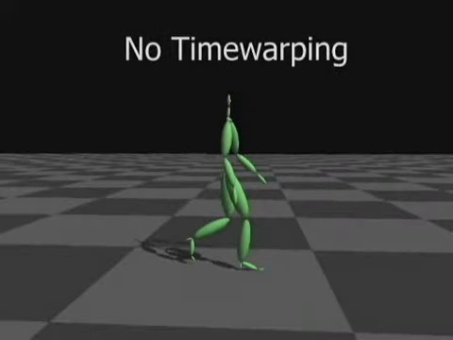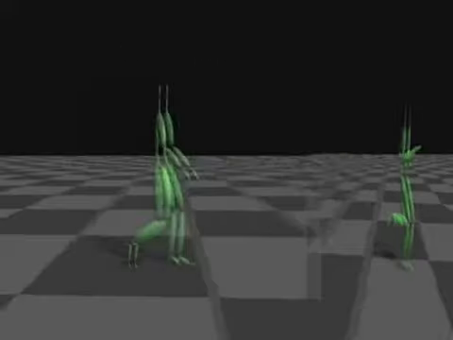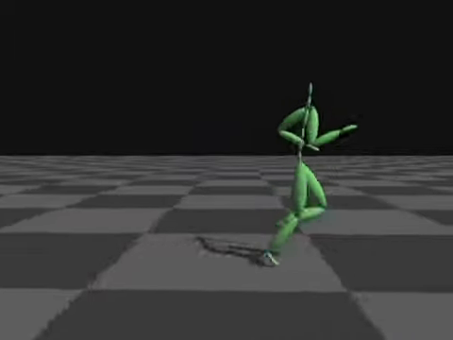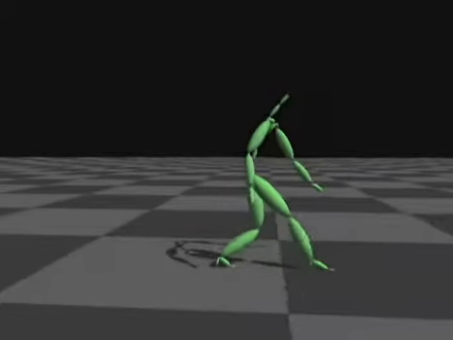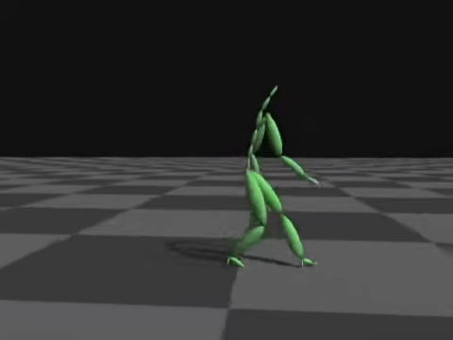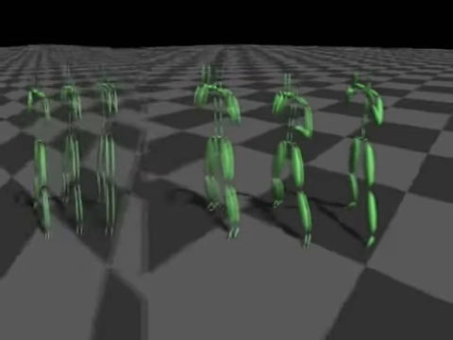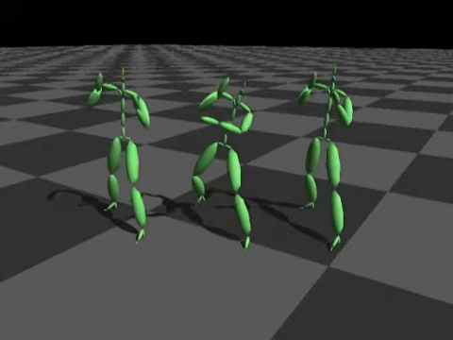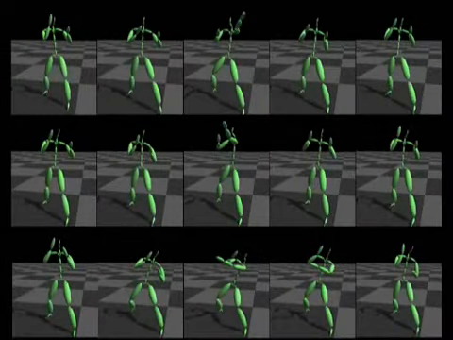Blending can produce artifacts if timing differences are not accounted for. Registration curves use automatically generated time warps to blend motions with significantly different timing. Time warps can be created for arbitrarily many motions. Each column in this figure shows frames matched by our algorithm.